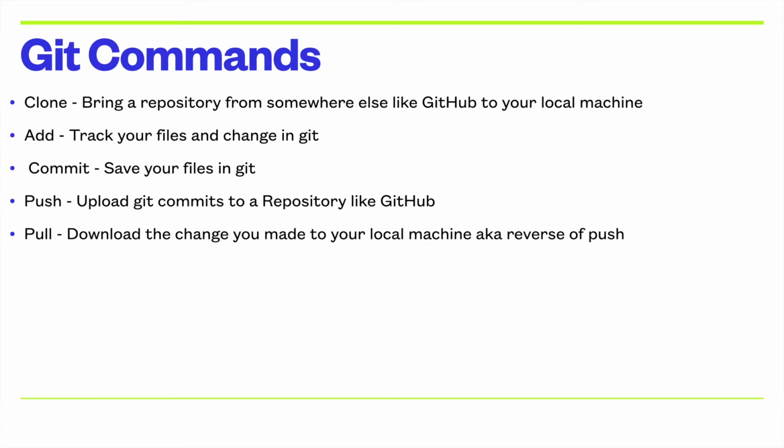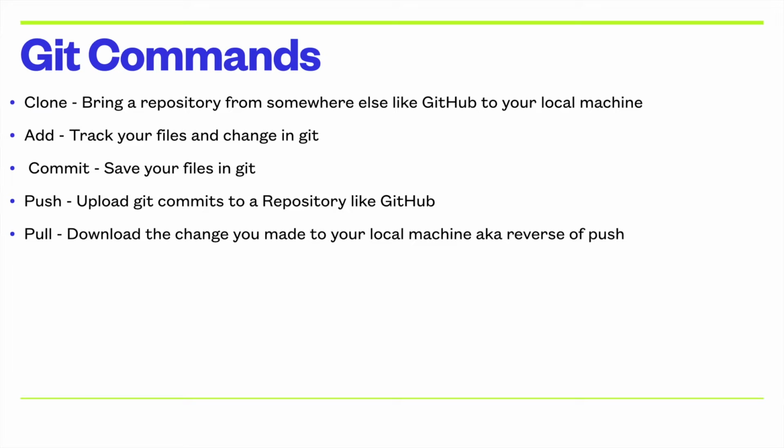Next thing is add. Add will track your files and changes in Git. So it will just go ahead and track your changes, and you can make changes in your Git. Just simple changes you want to make, it totally depends on you if you want to change your code. And next is commit. Commit saves your files in Git. Now if you want to save it in Git, you can save it.